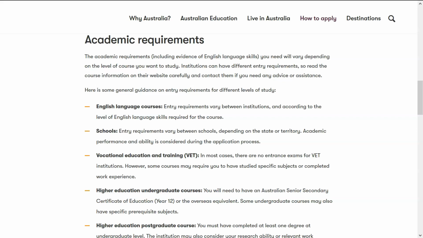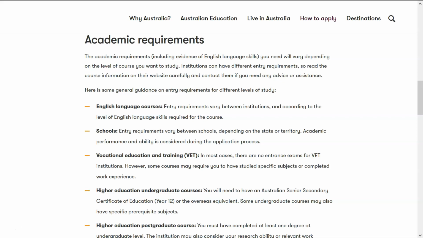Okay, for vocational education and training, like diploma courses and certificate 1, 2 and 3 courses, in most cases there are no academic entry requirements. But in some cases, you may need to have some specific subjects or work experience. So you need to check with the school.